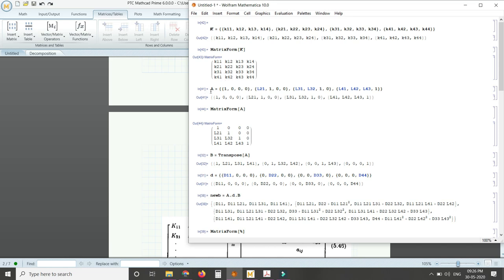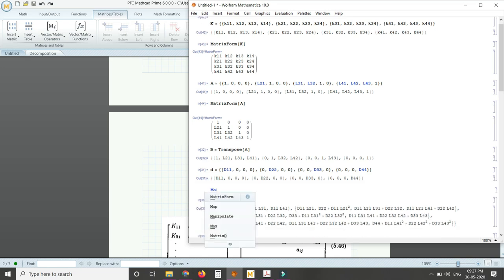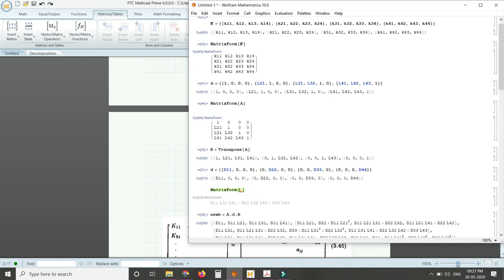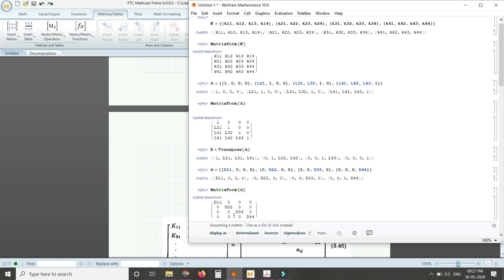And suppose I have to define the L matrix. In this software I have defined it by A. So A is this L matrix. And basically B is a transpose of A, that is L transpose, and the D matrix is basically this one. So let's see the matrix form of this. Okay, this is the matrix form. This is the D matrix, this is basically the L matrix, this is the K matrix.